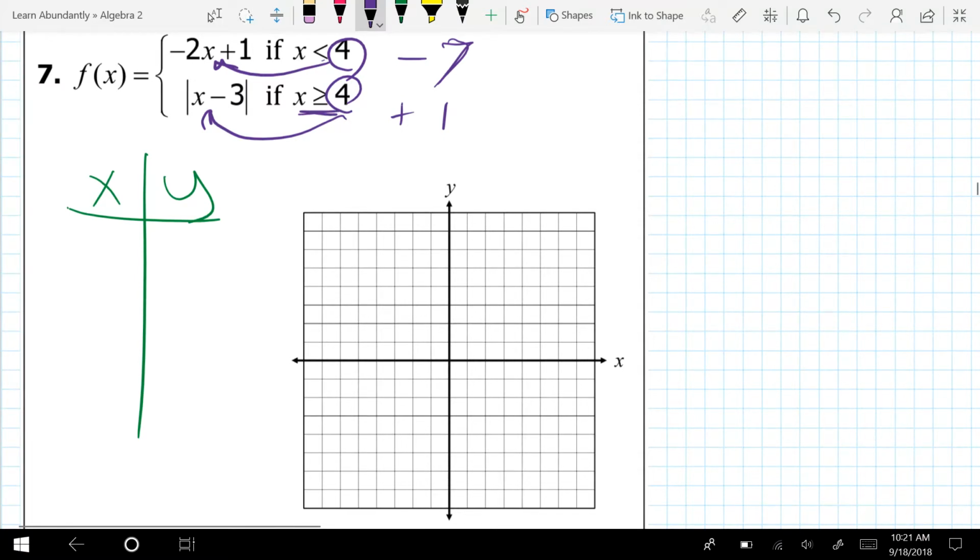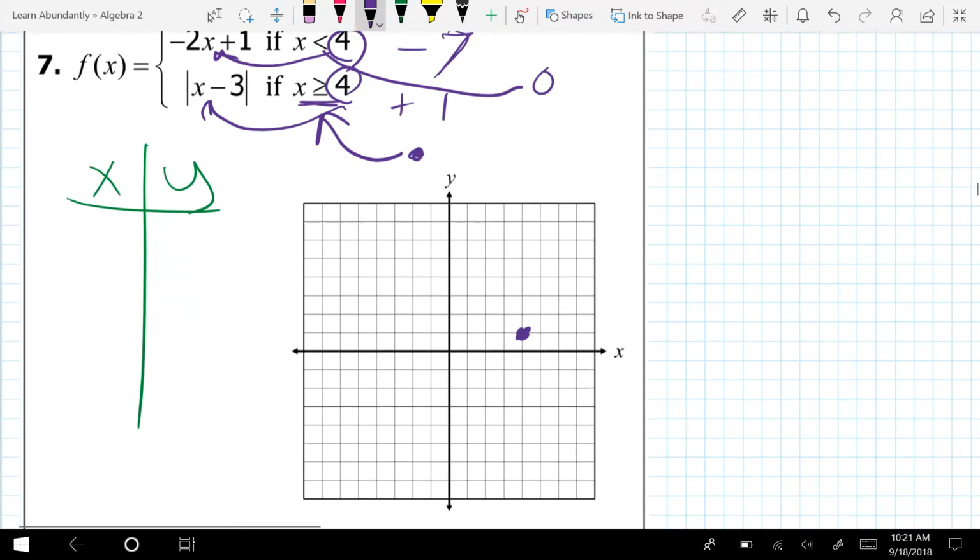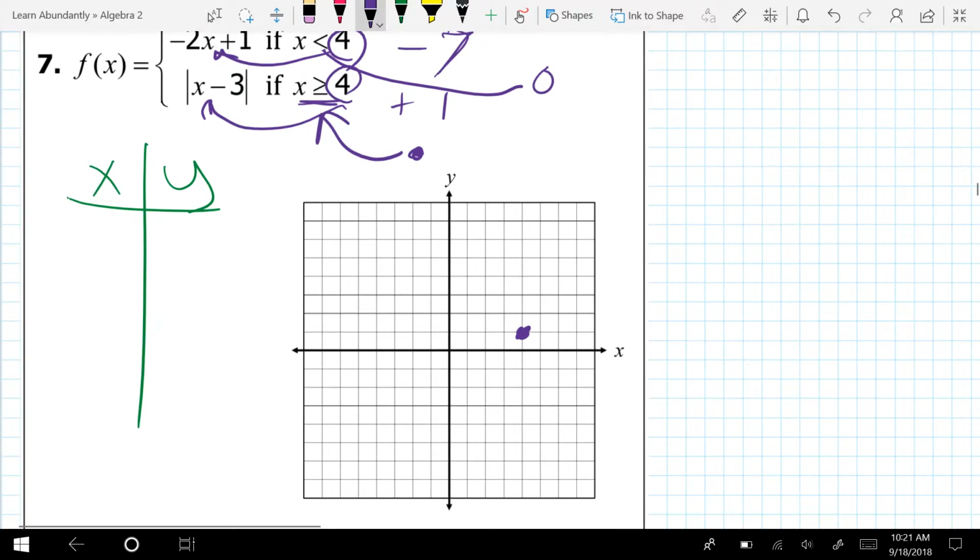So for my 4, I'm going to go to 1, 2, 3, 4, and then I'm going to go up to +1. And I'm going to put a closed circle there. I'm putting a closed circle because that one says equal to, and I'm going to put an open circle where the other one goes. So I'm going to go to 4 and go down to -7. So I go 4 and I go 1, 2, 3, 4, 5, 6, 7. And I'm going to put an open circle.